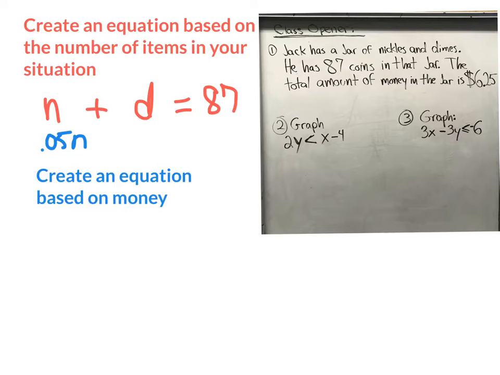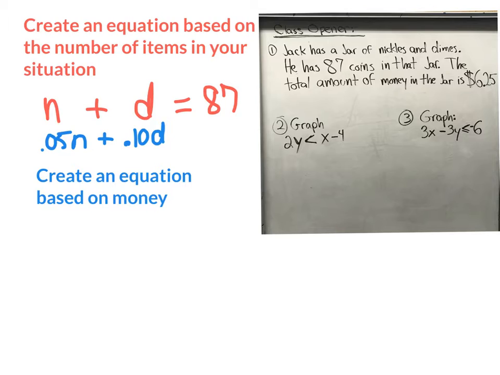How about dimes? What am I going to represent for dimes right there? Plus, how much is a dime? 10 cents. So I'm going to put 0.10 and then put a D right next to it. Because if I did have 5 dimes, then that would be 50 cents, because 10 cents times 5 would be a total of 50 cents.